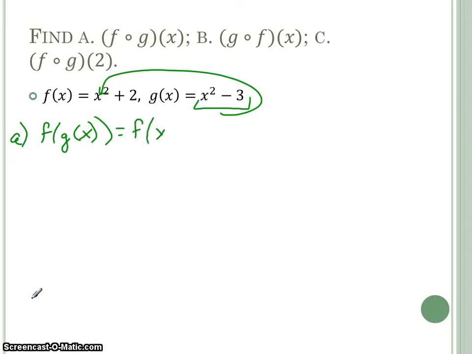So we're replacing x with the x squared minus 3. So we would have x squared minus 3, squared, plus 2. And yes, we need to simplify that. I have no idea where that 3 came from. Thank you. Oh, goodness. Try that again.